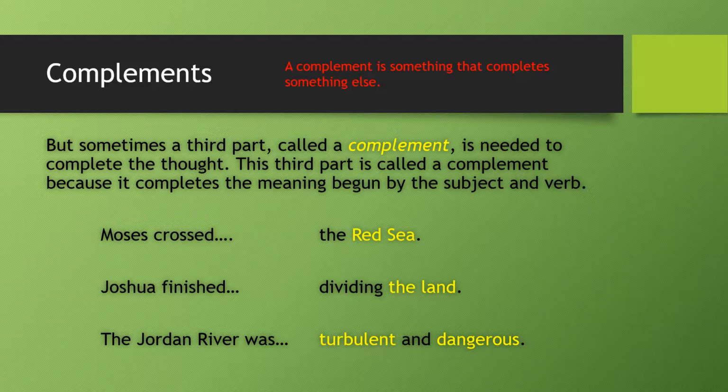We have a subject, Moses, a verb, crossed, and then we have a complement, the Red Sea. Joshua finished. What did he finish? He finished dividing the land. So we have a subject, Joshua, a verb, finished, and then a complement, dividing the land. The Jordan River was turbulent and dangerous. So we have a complete sentence. We've got the subject, Jordan River, the verb, was, and then we have a compound complement, turbulent and dangerous.